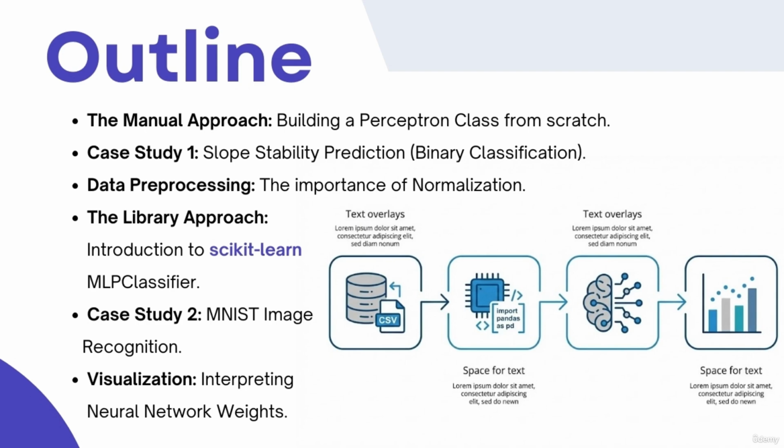We will cover the manual approach, building a perceptron class from scratch, case study 1, slope stability prediction, data preprocessing, the importance of normalization, the library approach, introduction to Scikit-learn's MLP classifier, case study 2, MNIST image recognition, and finally, visualization, interpreting neural network weights.